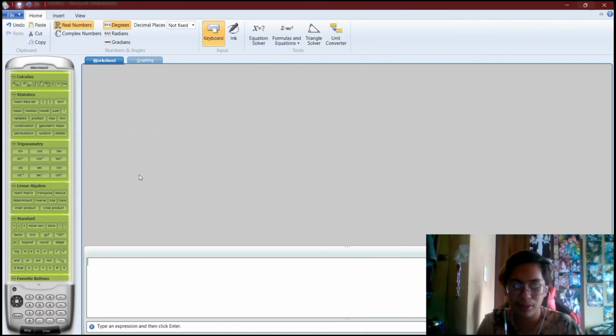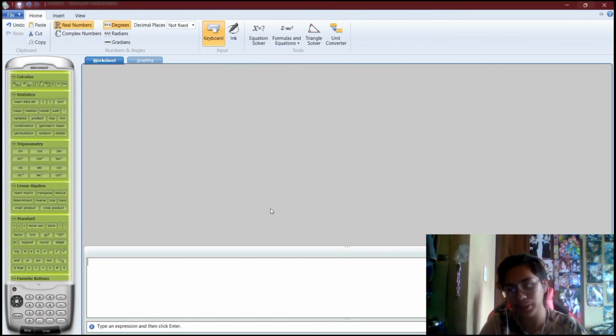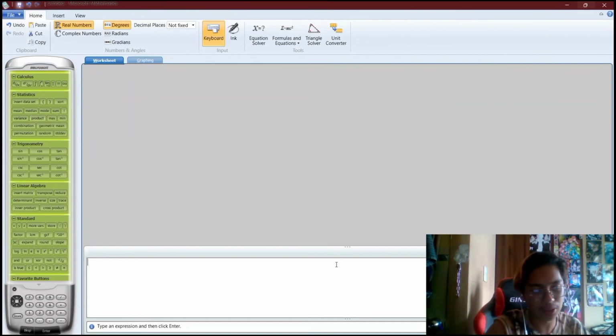You can just type in the problem, or you can choose from the left side of the software what you want to solve, and input the problem and just press enter and you have the answer.